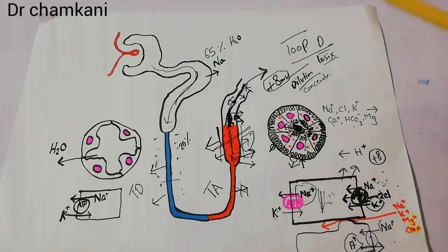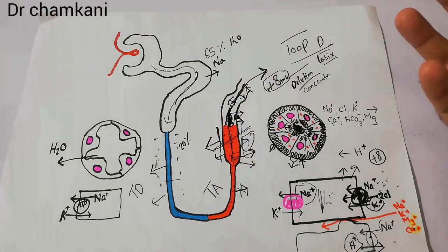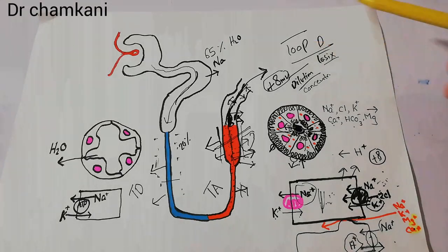But the loop diuretics will waste these ions, which will lead to a lot of diuresis, because when a lot of ions like sodium and potassium are moving, they also move a lot of water with them, which helps in the diuresis. And that's how the loop diuretics like furosemide and some other diuretics act. And that's all about the loop of Henle.